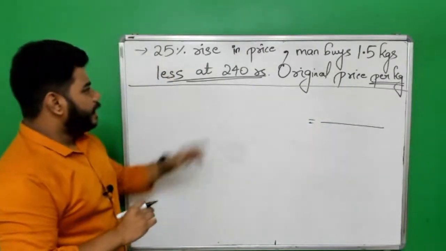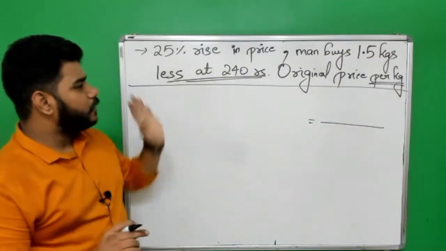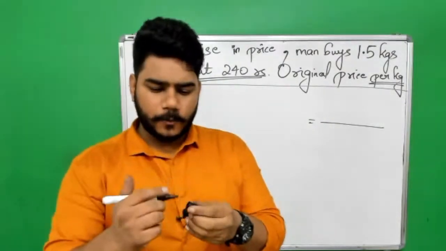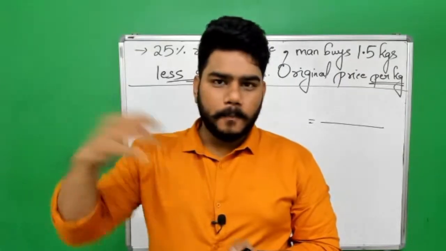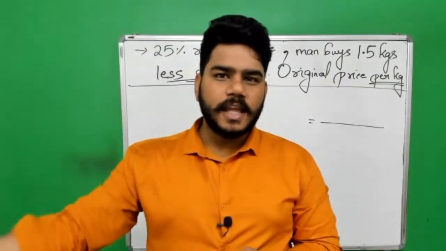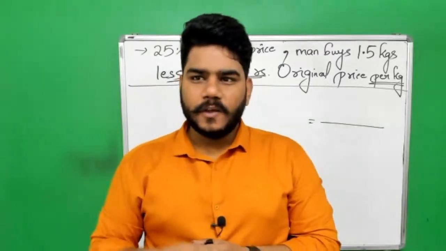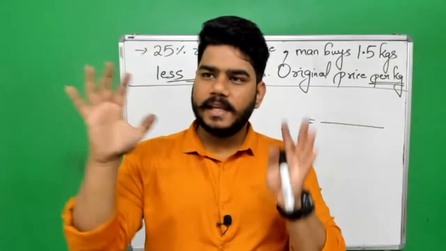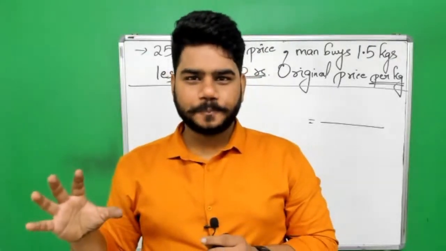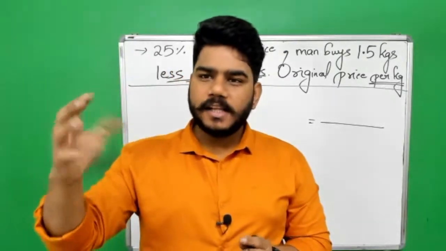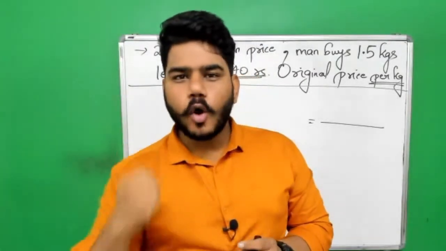Now see, sir, I didn't understand this part: man buys 1.5 kg less at 240. Okay, this part. Now, let me take a scenario. Let me say my mother told me to go buy these many kgs of rice and she gives me some money. So I go to the shop and tell him I need these many kgs of rice. Let me say she has given me 100 rupees. Now the shopkeeper tells Himanshu the price of rice has increased. Now I have two options.